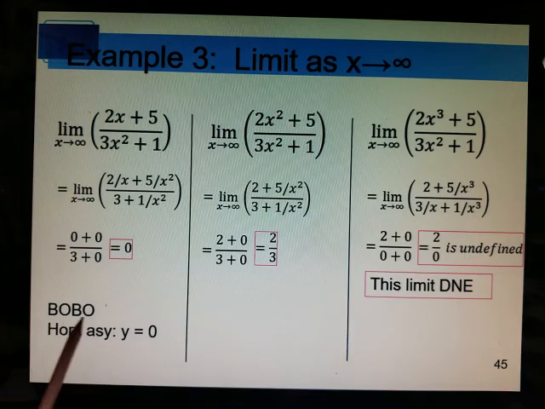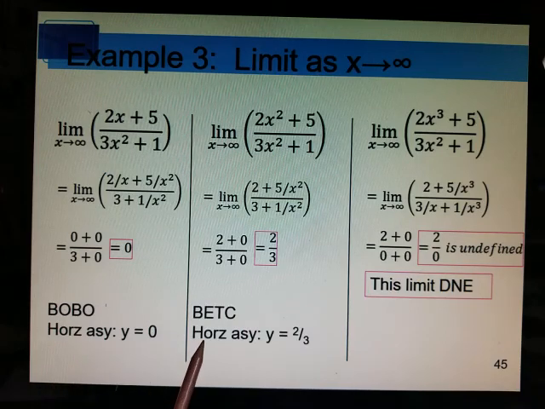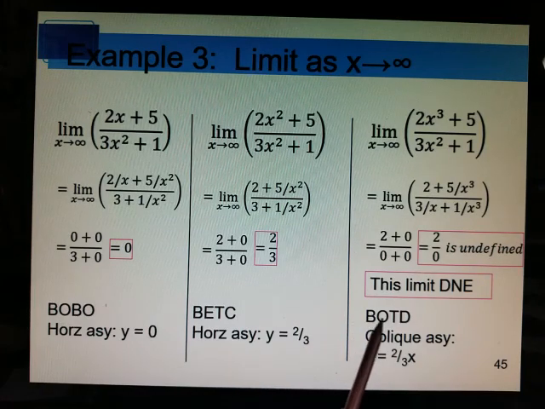Again, there's the Bobo: degree of bottom bigger on bottom, y equals 0. The degree of the bottom equals top, y equals the ratio of the coefficients, y equals 2/3. The degree is bigger on top, divide. So this actually would lead to an oblique asymptote of y equals 2/3 x.